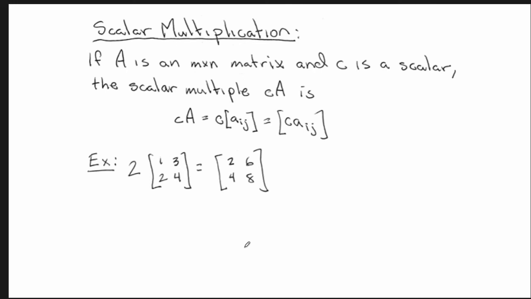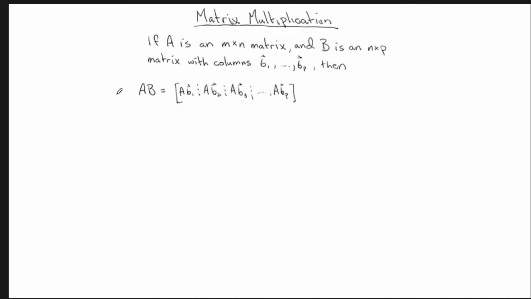Okay, let's talk about matrix multiplication. If A is an m by n matrix and B is an n by p matrix, meaning they don't have to be the same dimension, but notice that my columns here have to match up with my rows here. And B has columns B1 and so on up to Bp. Then the product AB is A times B1.